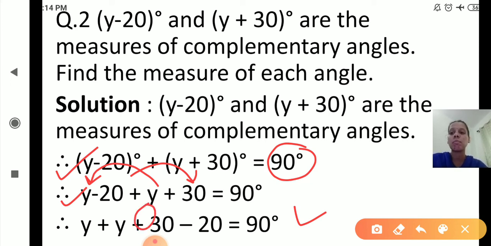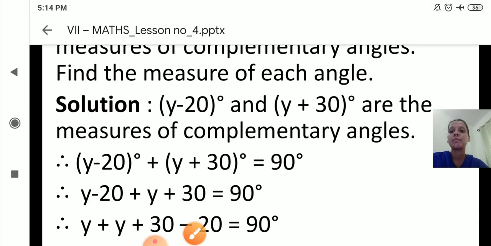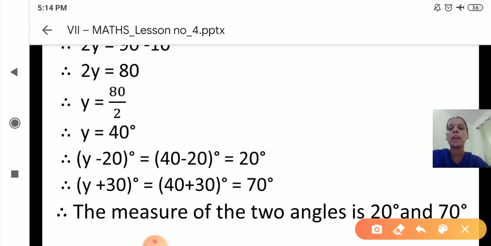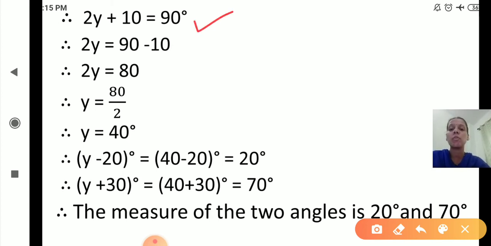So what is the next step now? Yes, as you can see here, next step is 2y plus 10 is equal to 90 degree. y plus y is 2y, and plus 30 minus 20 is plus 10. Now this plus 10 will go on the right hand side, so it becomes minus 10. So 2y is equal to 90 minus 10, so 2y is equal to 80 degree.